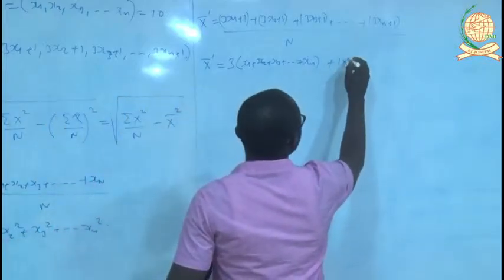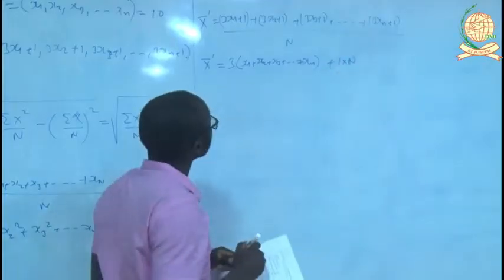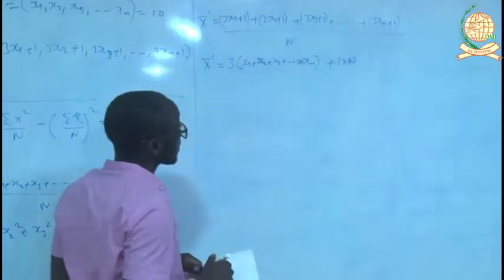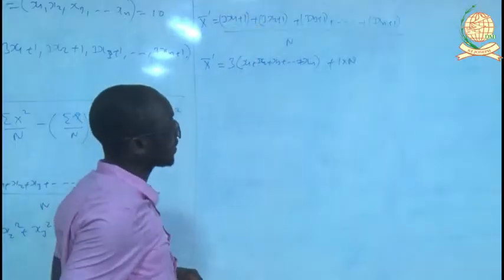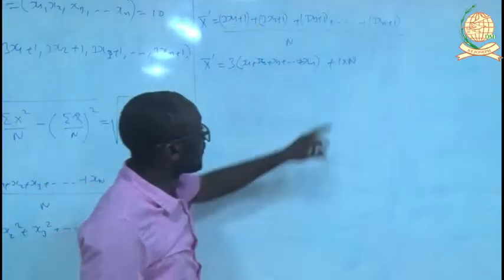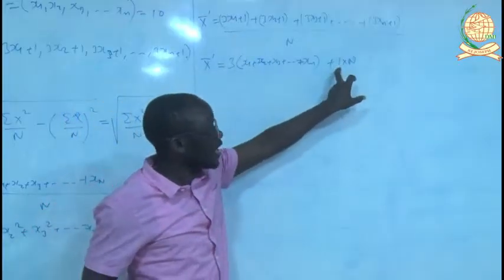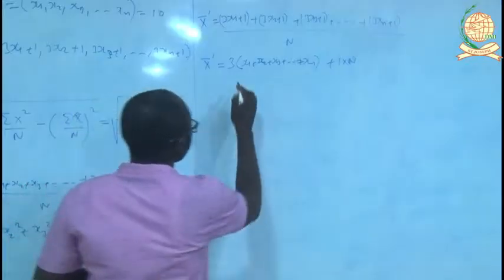So it is 1 times n, because 1 is repeated n times. So if it could have been 2, we could have written 2 plus 2 plus 2 plus 2, n times. So this could have been 2 times n if it would have been 2, but it is 1. So that's why we have written n times 1, because 1 has repeated n times.